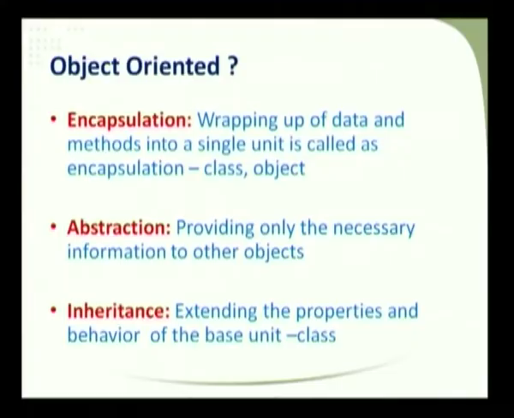Next is inheritance. Inheritance is nothing but extending the properties and behavior of an already available basic unit called class. For example, I have a basic unit called employee. Normally in employee we will have employee ID and all the other details, whereas employee can be extended to be a salaried employee or an hourly waged employee. A salaried employee will have an additional attribute, a field called basic. In the case of an hourly waged employee, we will have a field called number of hours. So this is an extension to the basic unit of employee. This is what is called inheritance.